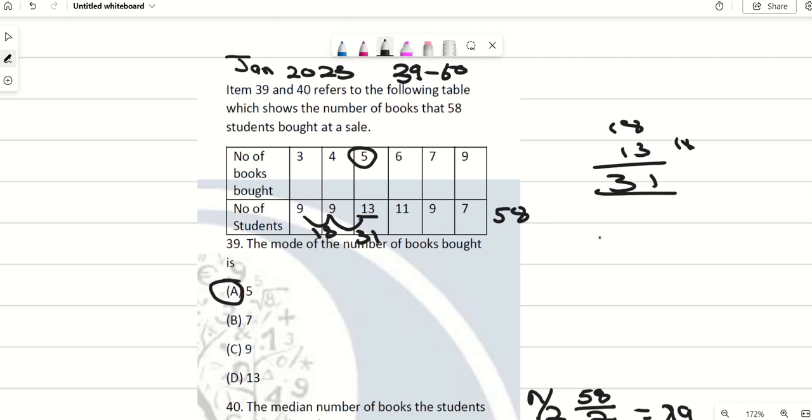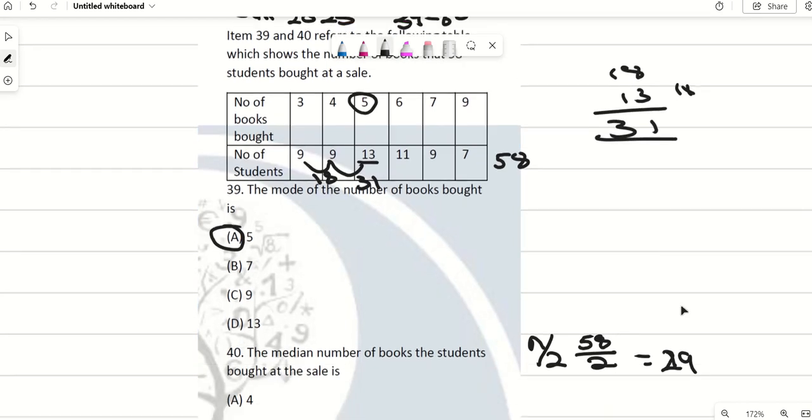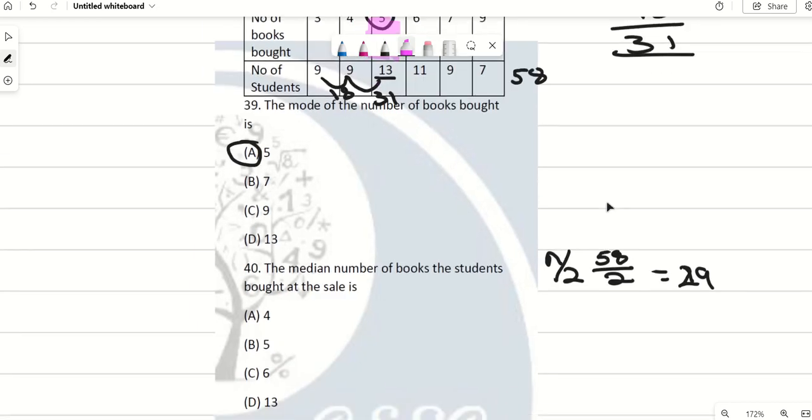So our 29th student lies in your 13th, is here. They bought 5 books, right? So we are looking at where our 29th student is. Our 29th student is in this region right here, which is 5 books. So when they ask us for the median number of books, the median number of books would be B, which is 5.